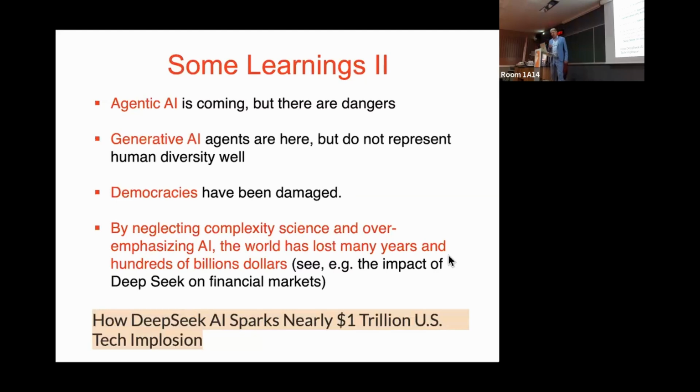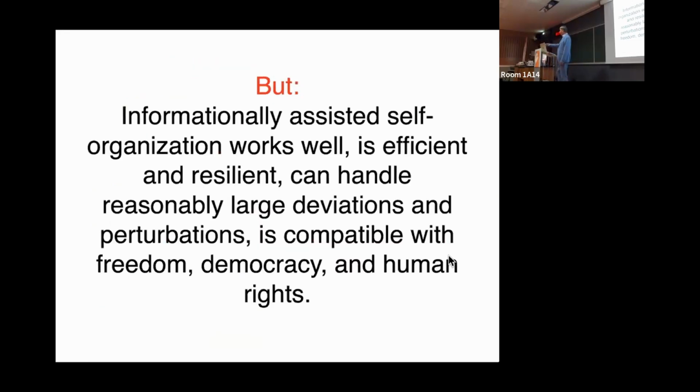So we've seen the DeepSeek shock on the financial markets. 1,000 billions were lost in minutes, which shows you the size of the hype and the bubbles that we have in the system at the moment. So we've wasted a lot of money. But I'm in favor of digital technology. I just think we need to use it in a different way. We should use it for informationally assisted self-organization. That would be efficient and resilient. It could handle reasonably large deviations and perturbations, and it would be compatible with freedom, democracy, and human rights. So why don't we do that?